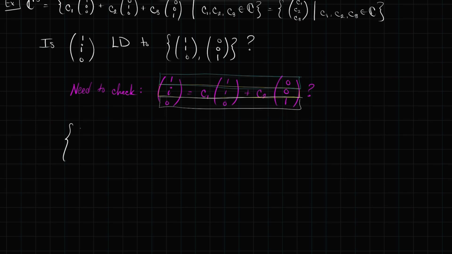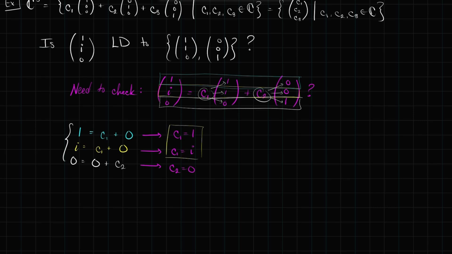So my system of equations becomes: keep in mind that this C1 here distributes to every term, and the C2 distributes to every term. So in the top row, 1 equals C1 times 1 plus C2 times 0. My middle row gives me i equals C1 times 1 plus C2 times 0, and my bottom row gives me 0 equals C1 times 0 plus C2 times 1. And so I recover fairly quickly, if I solve this, this row tells me that C1 is equal to 1. This row tells me that C1 is equal to i, and the bottom row tells me that C2 is equal to 0. I immediately recover a contradiction.